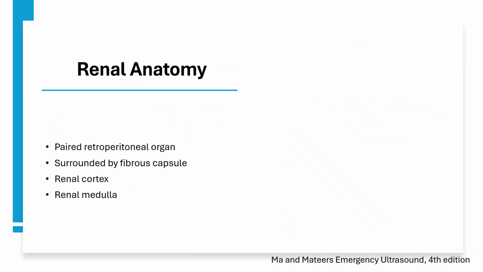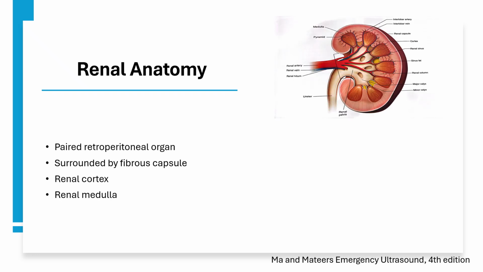So let's talk about the kidney anatomy. It's a paired retroperitoneal organ surrounded by a fibrous capsule, and it histologically consists of renal cortex and medulla. On this anatomical representation of a kidney, you see a more detailed delineation of kidney anatomy. You can see the renal cortex and renal medulla, which consists of pyramids, minor calyces, and major calyces. You can also see the kidney hilum consisting of vessels, such as the renal artery and renal vein.